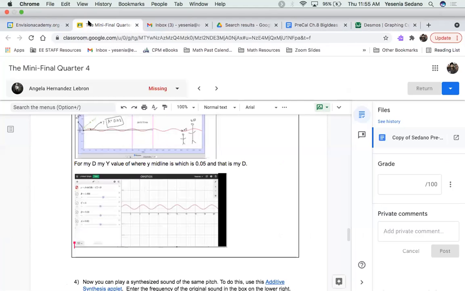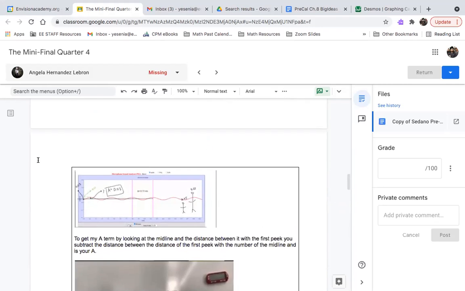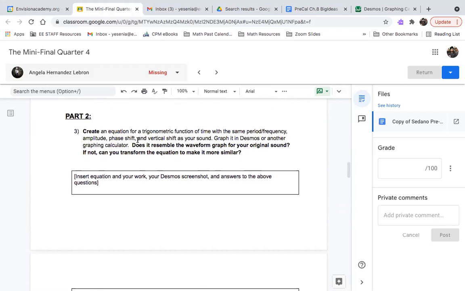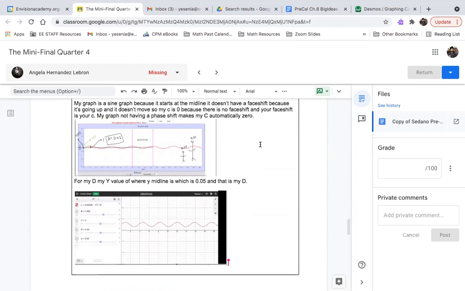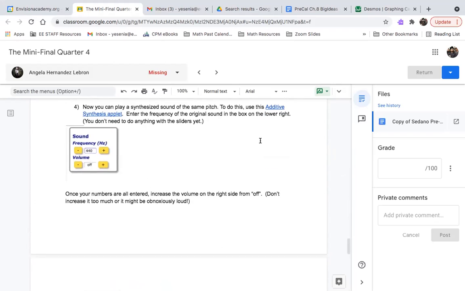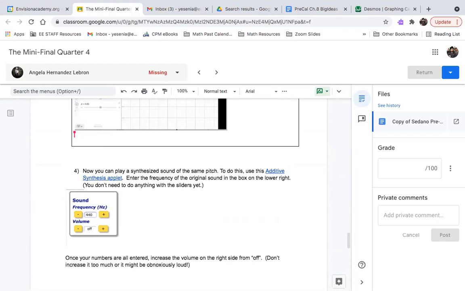All right, so then you know what to do for your next step. If you answer the question, if it's similar or not, I say it is similar, right? Sure. According to your opinion, I feel like it's pretty good. So does it resemble your original sound? And it says, if not, can you transcript? Basically you're just answering that question, your opinion on it. I thought it's pretty good. Cool. Let me know once you're done with that. Thank you so much.